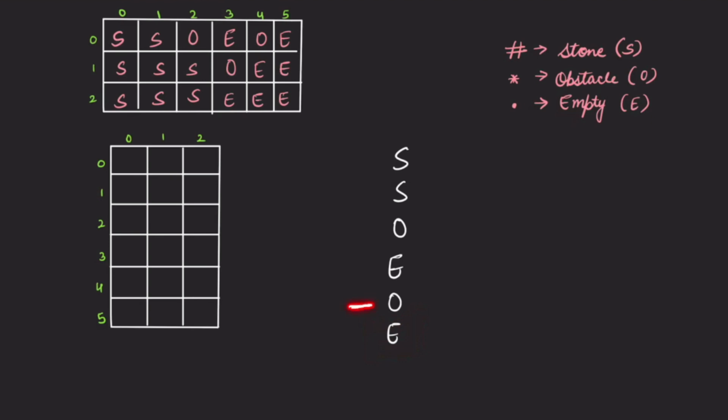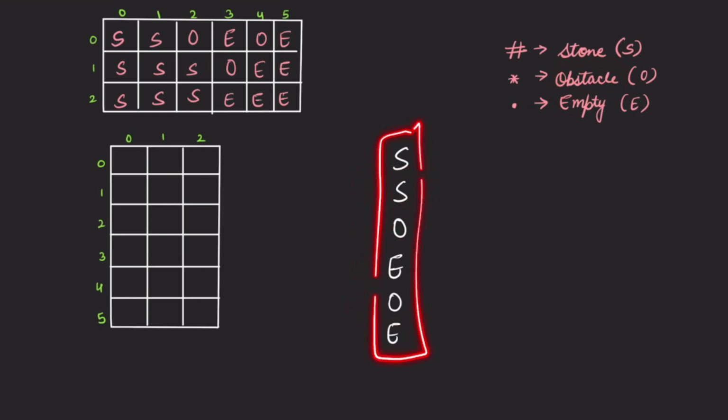But here, this is an obstacle, this is an empty cell, this is an obstacle. For this stone, in which cell is it going to fall? Nowhere. It will remain here only, because just below this stone we have an obstacle, and a stone cannot cross an obstacle. This stone will also remain here itself, because just below it there is another stone, and a stone cannot pass another stone.